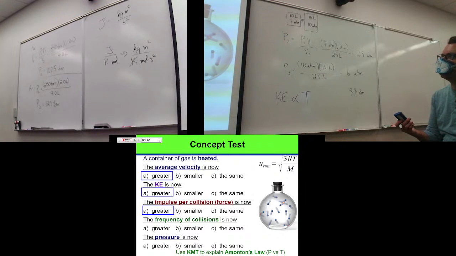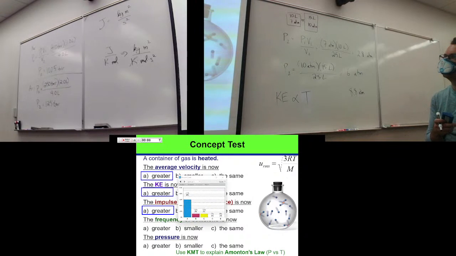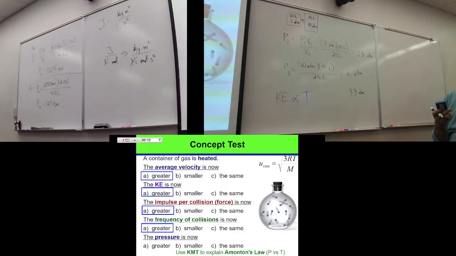What about the frequency of collisions? So the frequency of collisions is still greater. So why more collisions? Well, they're moving faster. So the faster they move, the more likely they can get from one side of the container to the other faster. And I'm not going to turn this one on, but the pressure is now greater.